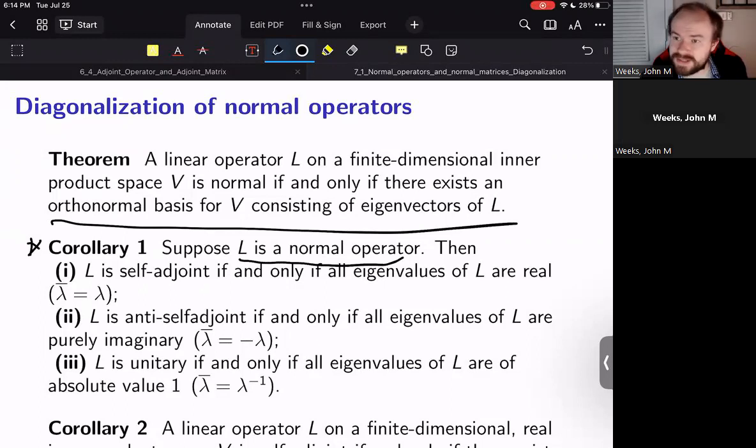We can say more, for example, about what it means for an operator to be self-adjoint. We say that L is self-adjoint, remember, if L star equals L.